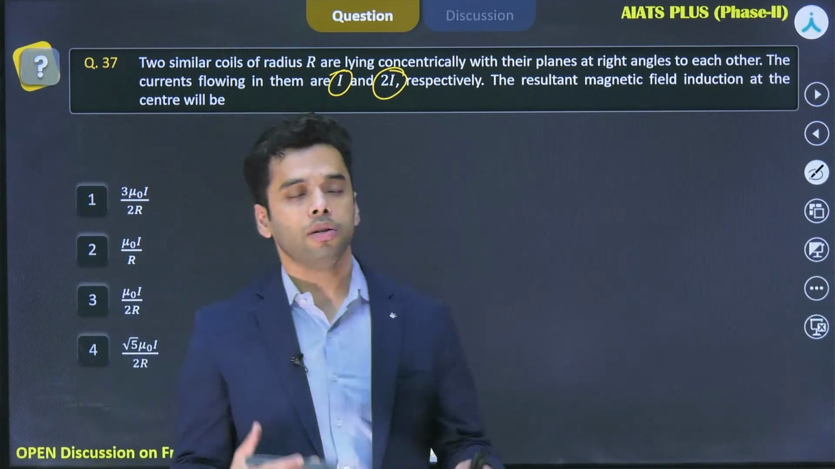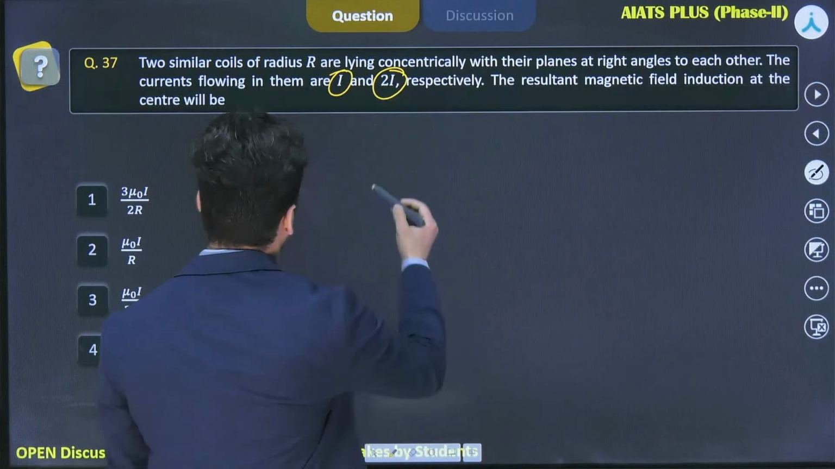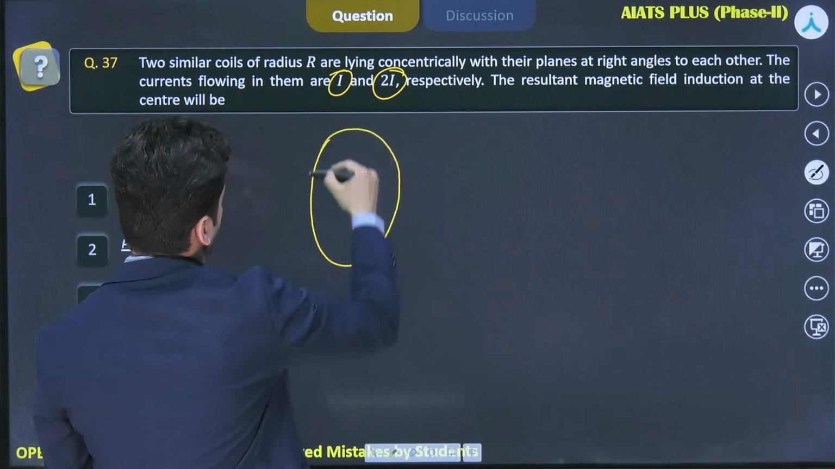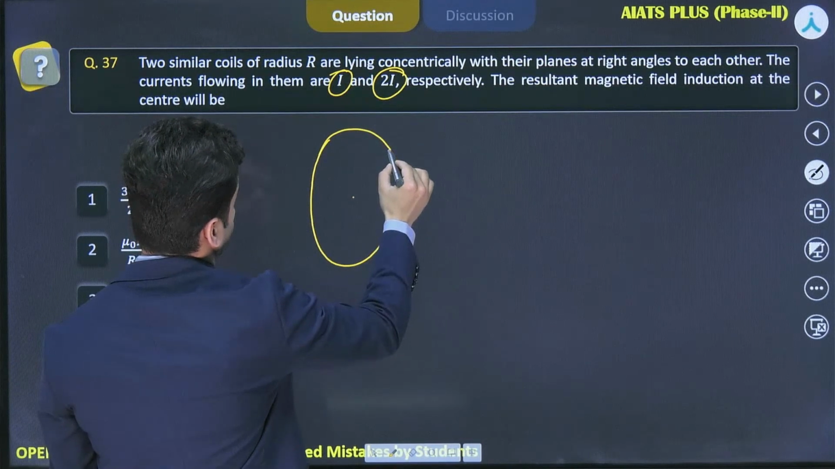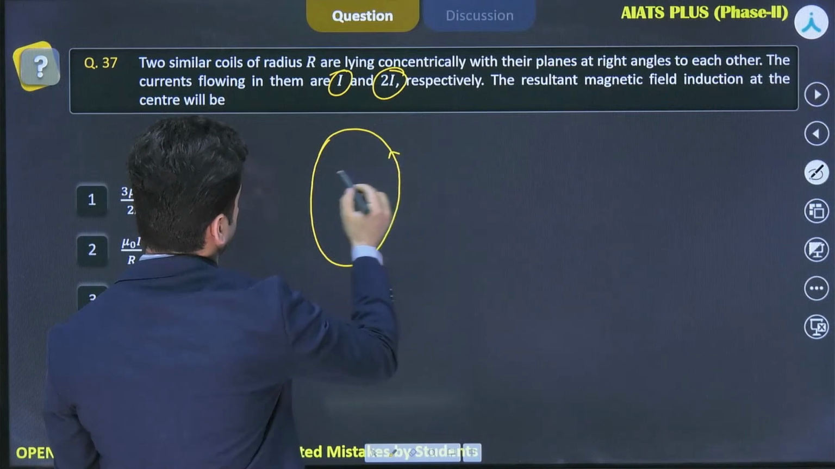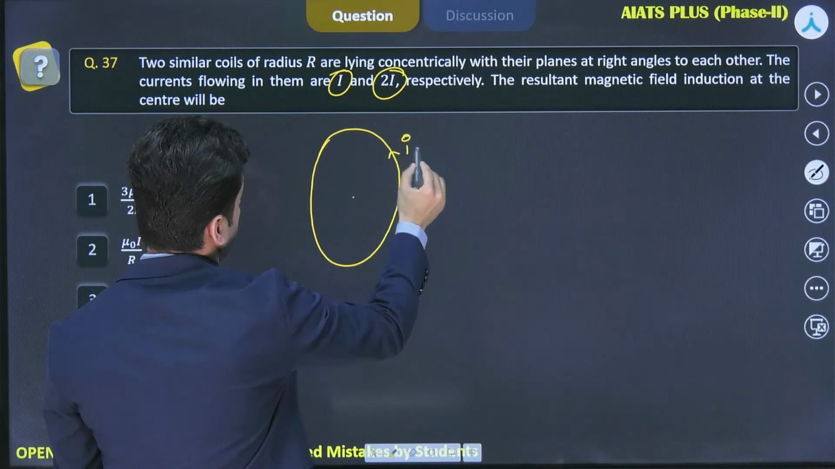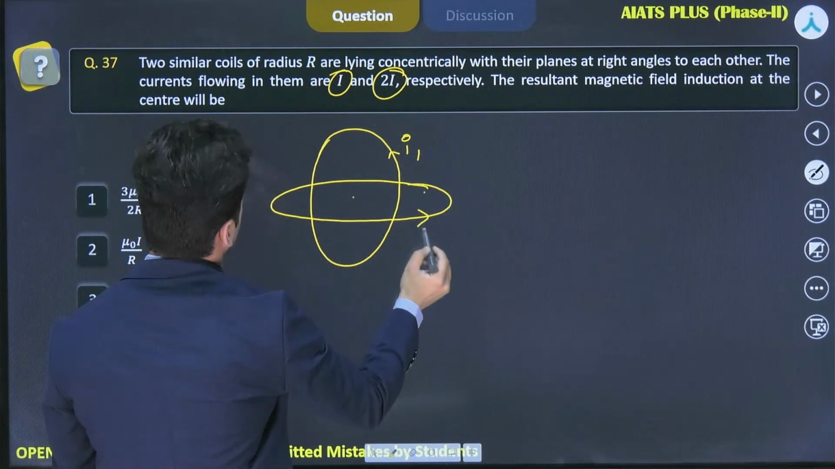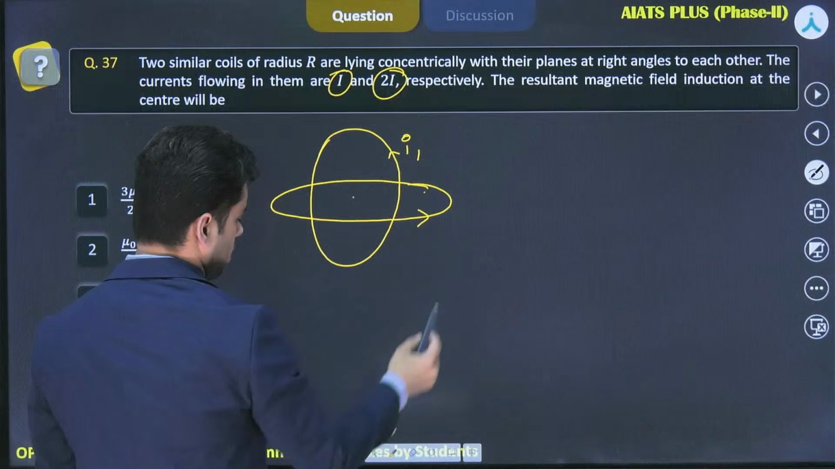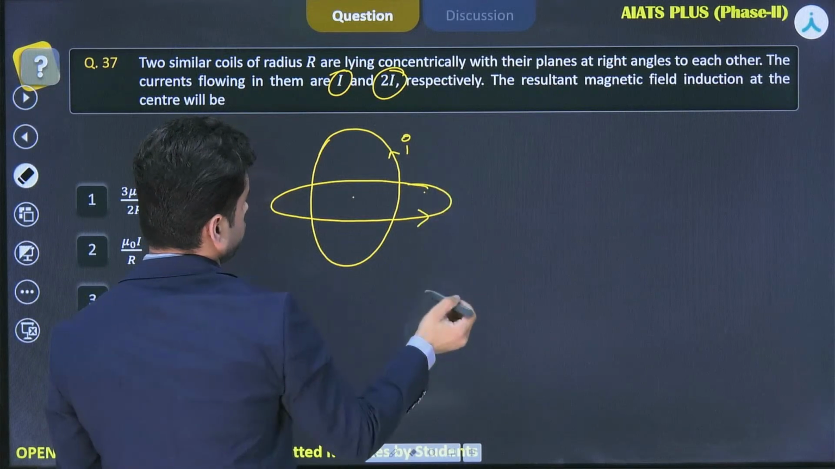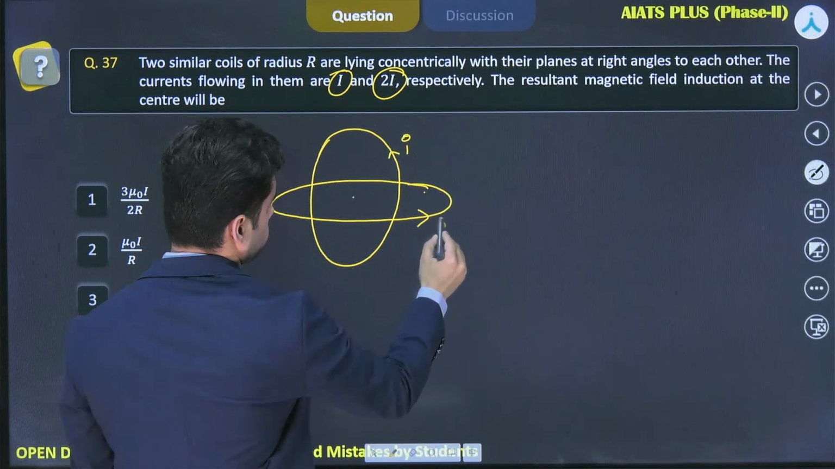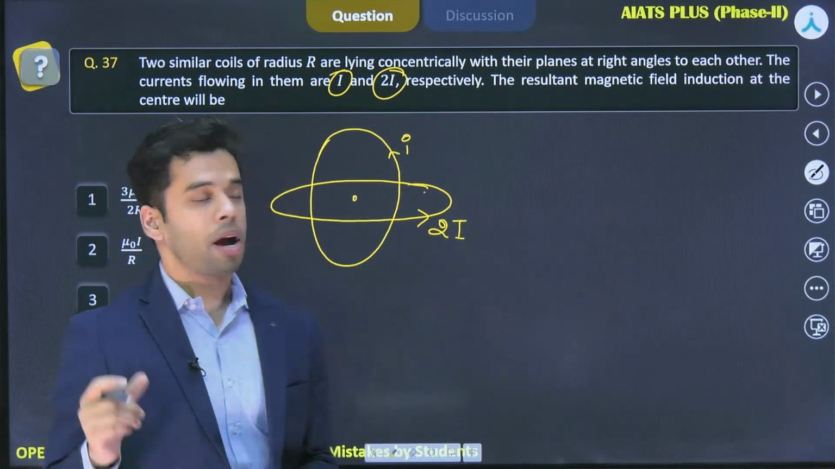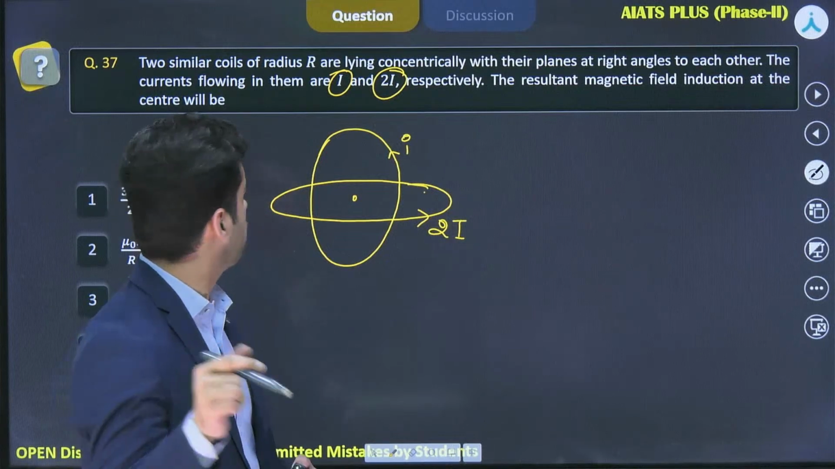So first you need to visualize the arrangement given to us. So you have a current carrying coil like this. Suppose that it is carrying current I1, and again you also have a current carrying coil like this. Let me take this as I. So it is carrying current 2I. So you need to find the resultant magnetic field induction at the center.